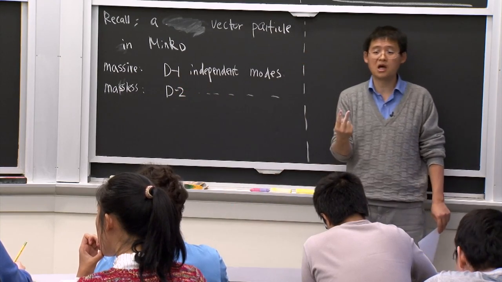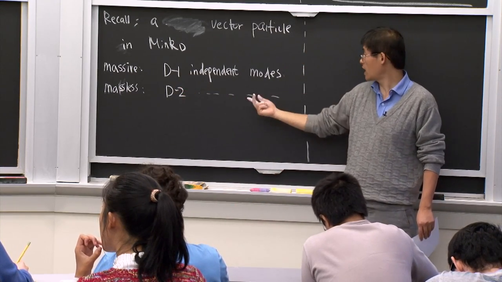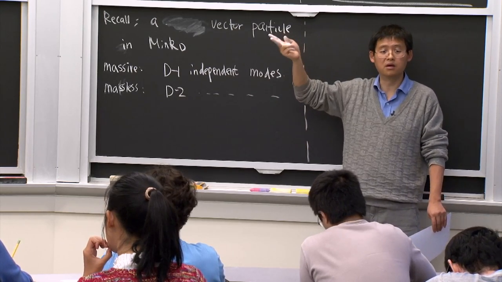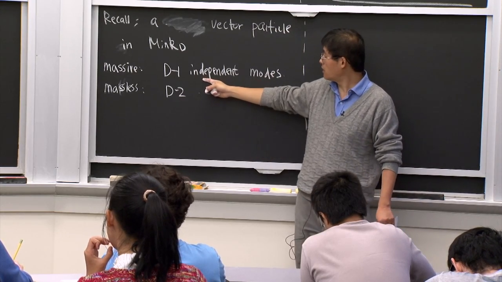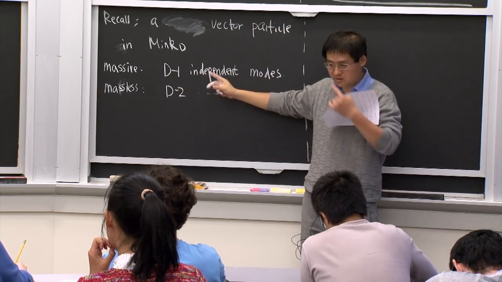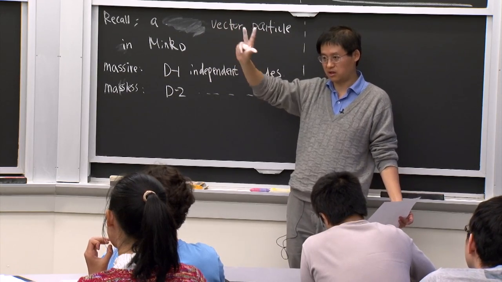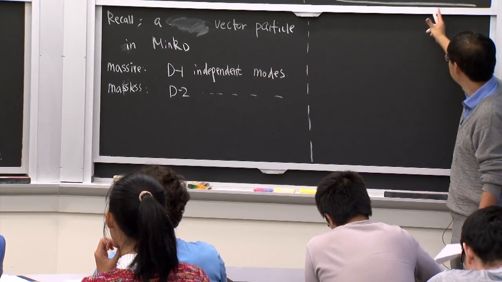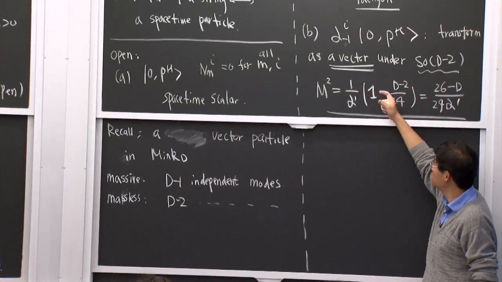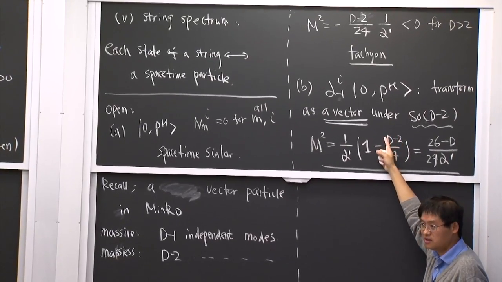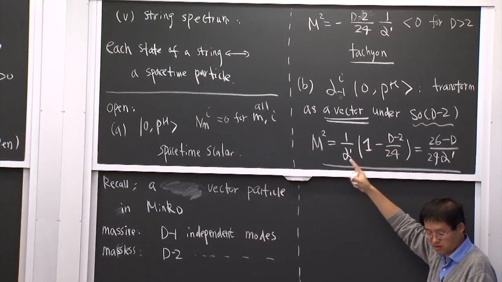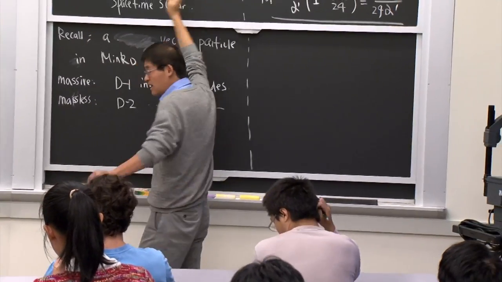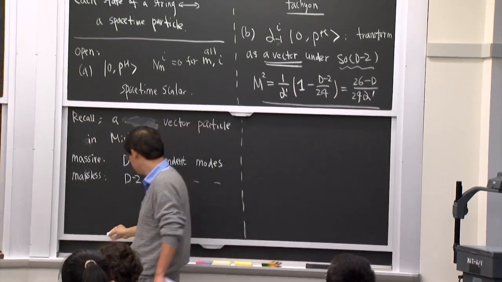So in four-dimensional space-time, a massless vector is a photon. A photon has two polarizations, two independent modes. But if you have a massive vector, then you actually have three polarizations rather than two. Okay. But now we see a problem. Here we see a vector, but this vector only has D minus 2 components, because these are the only independent modes.